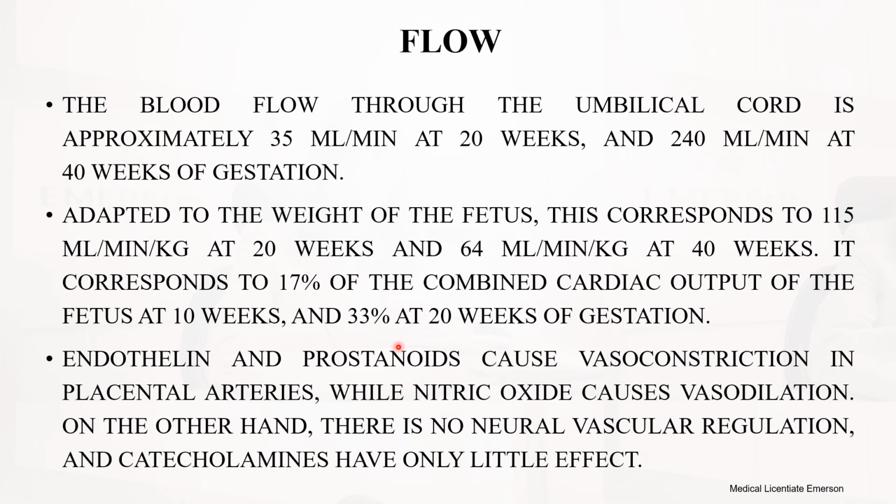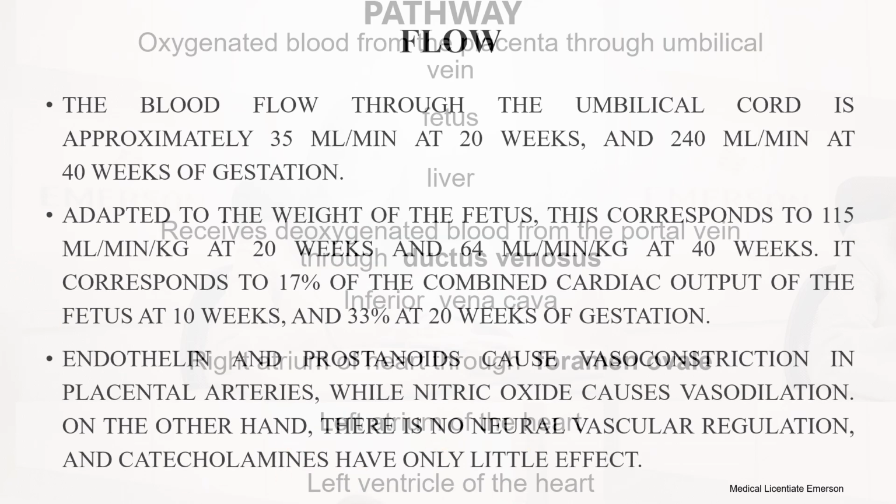Endothelin and the prostanoids will cause vasoconstriction in the placental arteries, while nitric oxide causes vasodilation on the other hand. There is no neurovascular regulation, and catecholamines have only little effect.